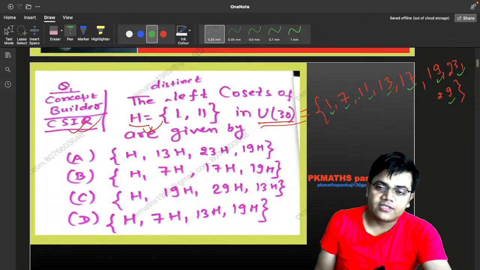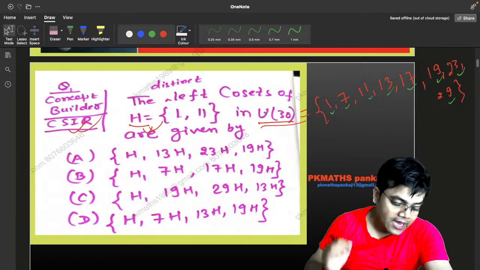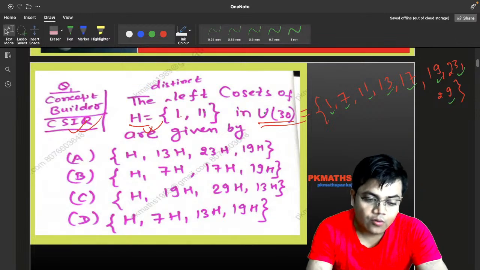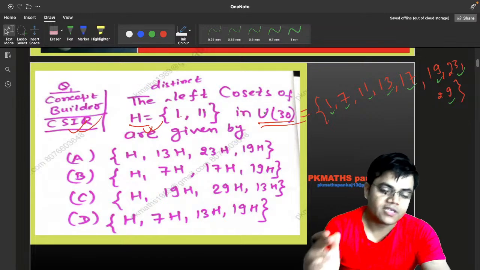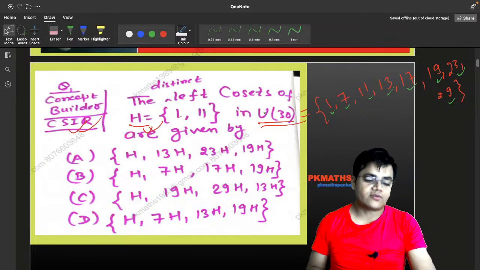And out of these elements, we have taken 1 and 11, which makes a subgroup, which is certainly a subgroup of this U30. And then you have to find the distinct left cosets of H. If anybody is there, then they are welcome to give the right answer for this question.